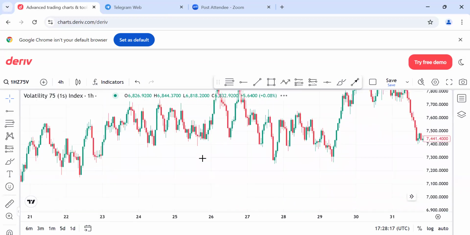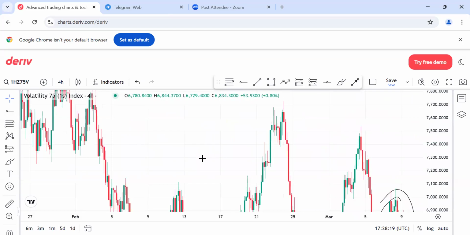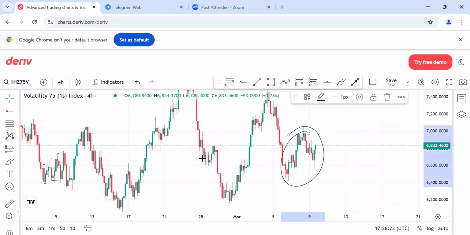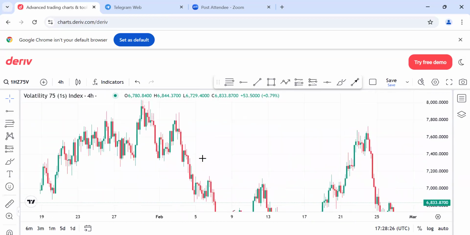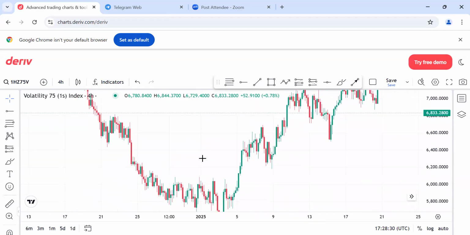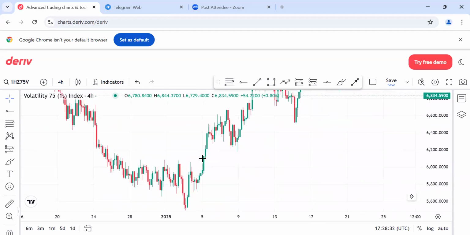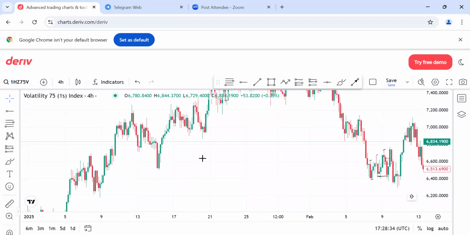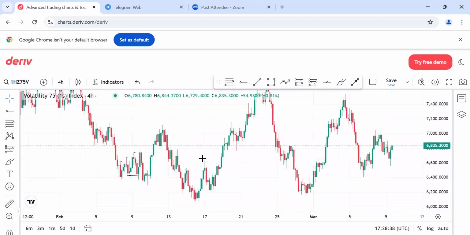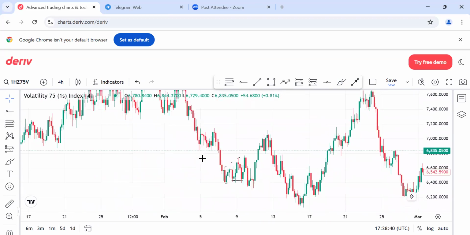Let's check the 4-hour time frame, then possibly the 2-hour time frame charts. Think clear at this point as well. No clear formation, no clear order block formed or seen.